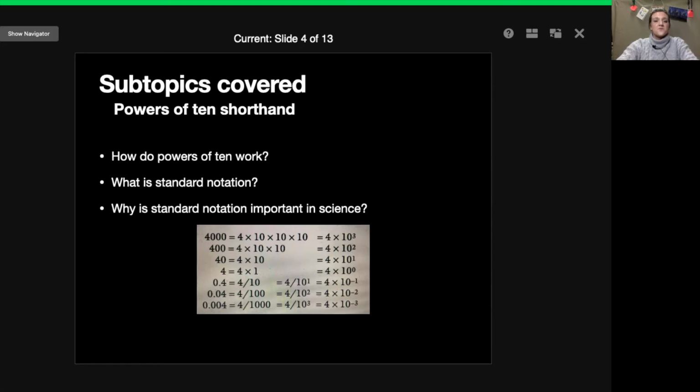And then what is standard notation? Standard notation is when you write your powers of 10 in the following method, where you have the 4 and then you have times 10 to the power of 3, or to the power of 2, which will be 400, and 4 times 10 to the power of 1, which would be 40. So you basically have to count the zeros that are after the number, and then you add them after the 10 here to the power of.